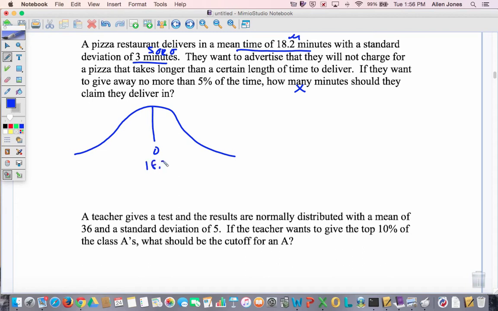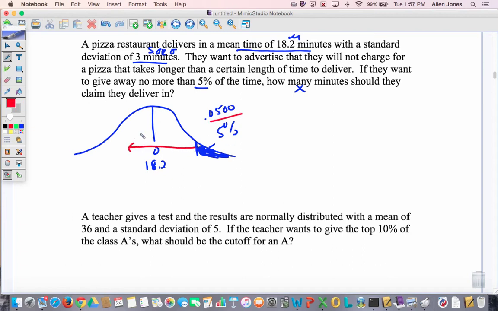find, so X, which means I probably want to start with my curve here. I'll put 0 in the middle. That's the same thing as our 18.2 minutes. Okay, so there's our mean time that we take to deliver. If we want to give away pizza no more than 5% of the time, that means somewhere out here, say 30 minutes is what we're going to advertise. Right here is the 5% of the time we give away a pizza. And we recall that 5% as a decimal is 0.0500.